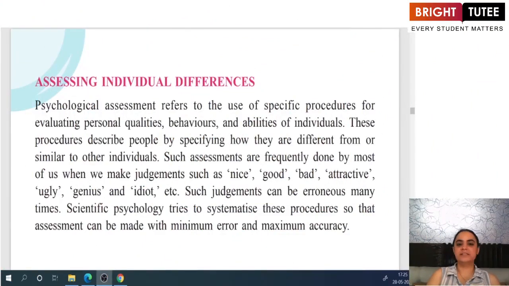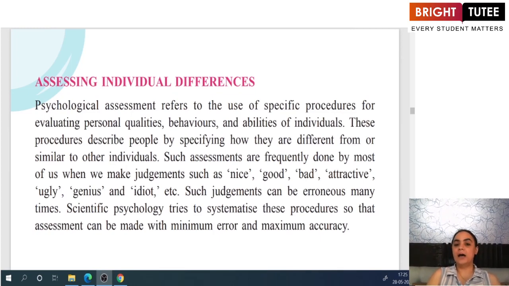Hello, dear students. Welcome to another lecture. In this class, we are going to continue with Unit 13 of Class 12 in Education, Nagaland Board. The chapter that we are discussing is individual differences.